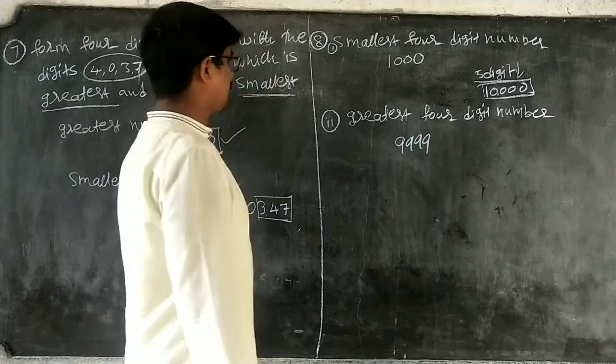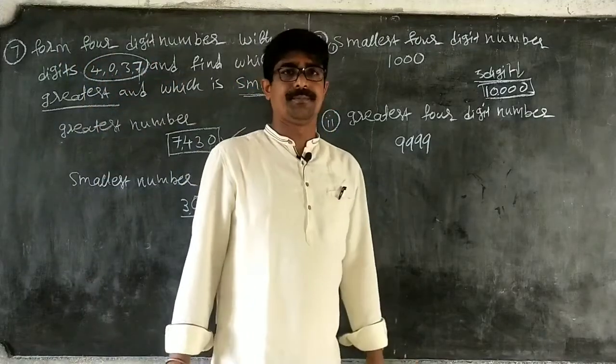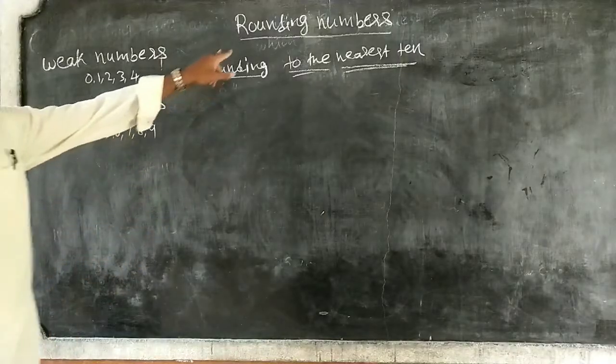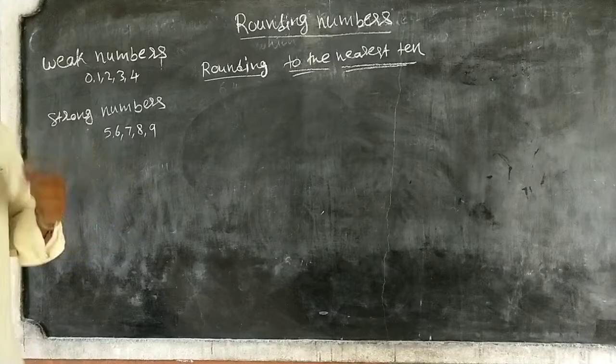Understood? So this is for the 7th problem. This is for the 8th problem. Okay? Right. Thank you. Next, rounding the number. The next topic is rounding the number.